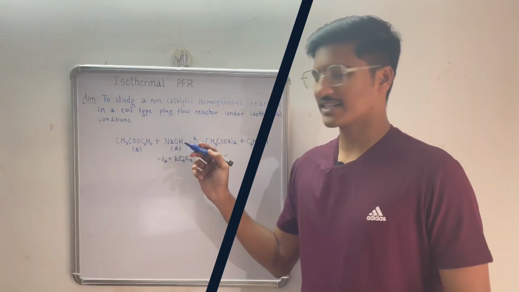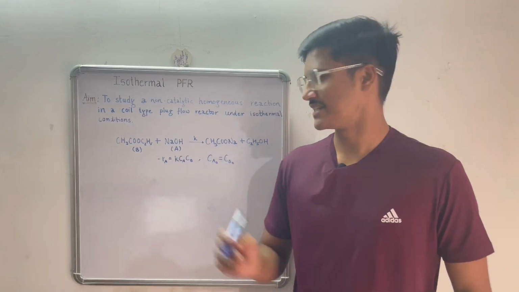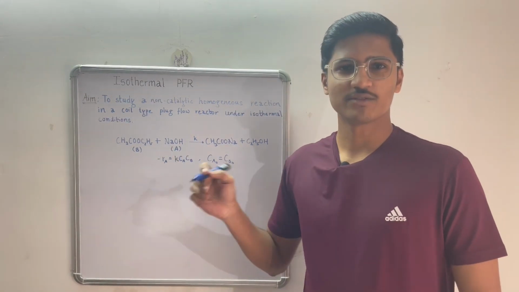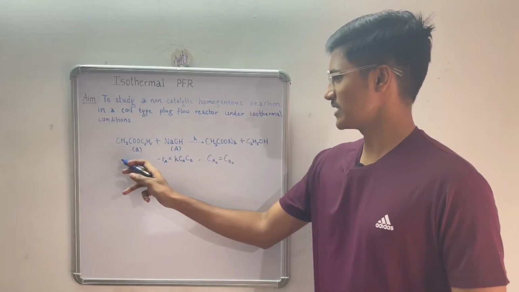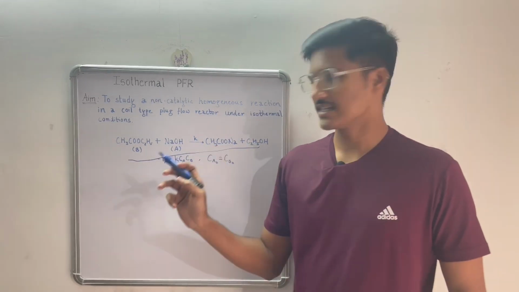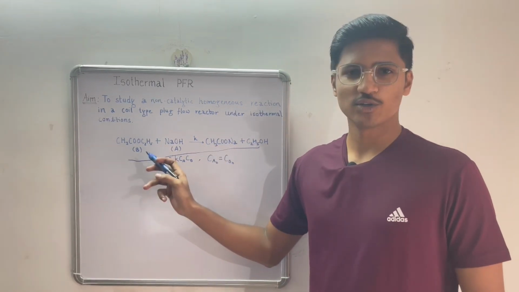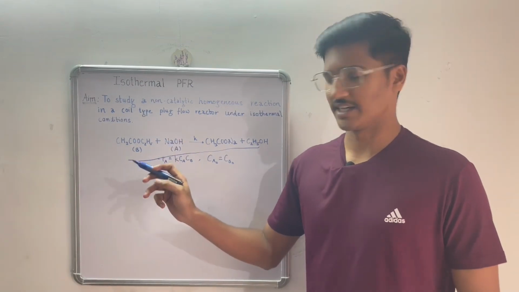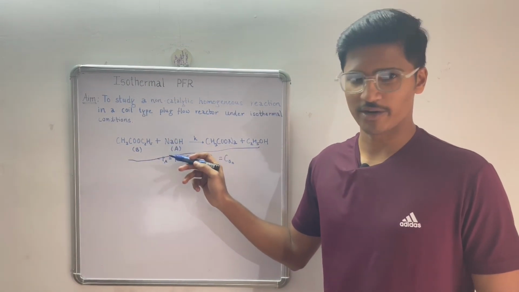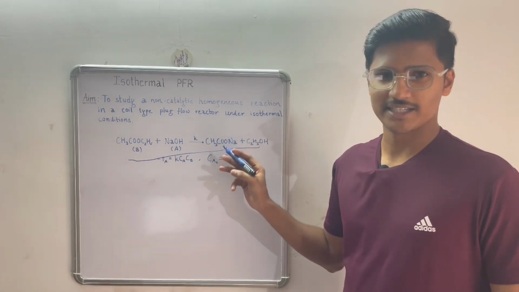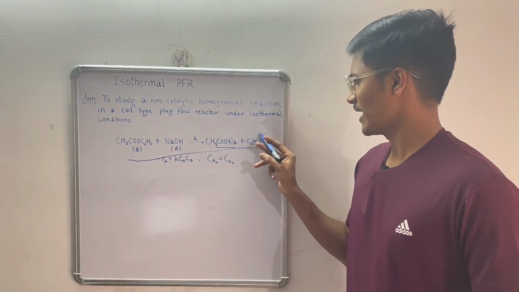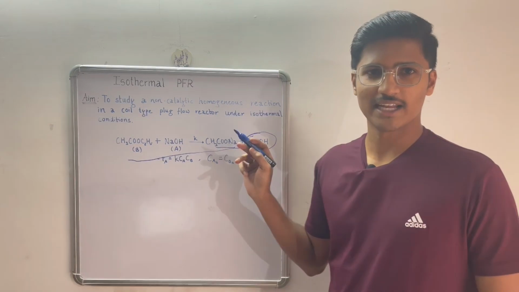The chemical reaction involved in this experiment is ethyl acetate reacting with sodium hydroxide to give sodium acetate and ethyl alcohol. The reaction is given below. So here we can see CH3COOC2H5, which is ethyl acetate. It reacts with NaOH, sodium hydroxide, and the products formed in this reaction are sodium acetate, CH3COONa, and C2H5OH, which is ethyl alcohol.